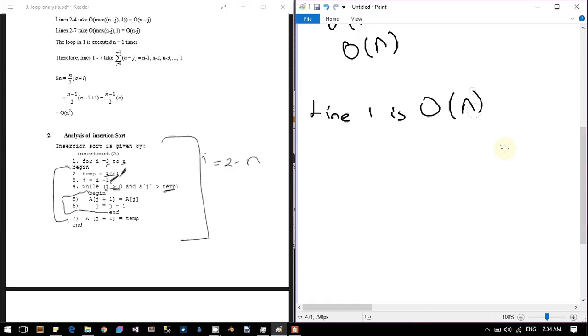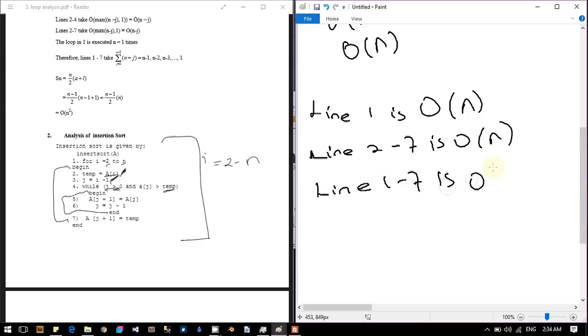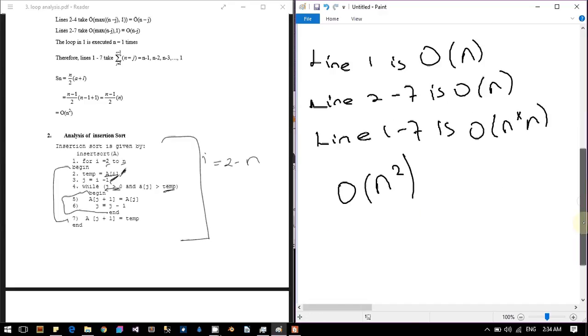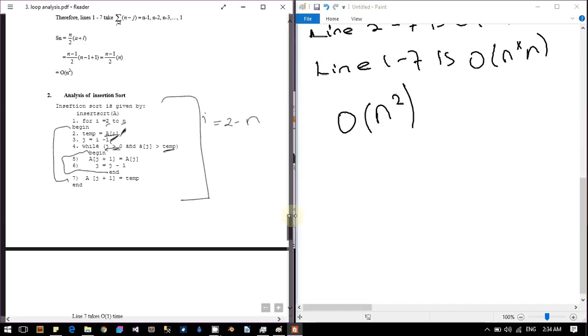And what is inside the body? Line 2 to 7 is of what? Order n. So line 1 to 7 will now be what? Remembering it's a loop, it should be order n times n, that is order n square. Okay, so I hope we are clear with this.